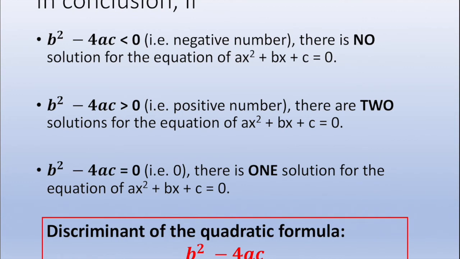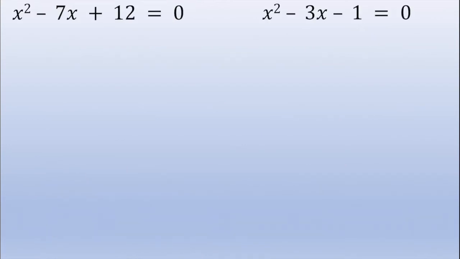Actually, before that, in conclusion, if b squared minus 4ac is less than 0, there is no solution for the equation ax squared plus bx plus c, or there are no roots. For a positive number, there are two solutions or two roots, and when it is 0, there's only one solution or one root. So: two roots, no root and one root. All right, b squared minus 4ac is known as the discriminant of the quadratic.